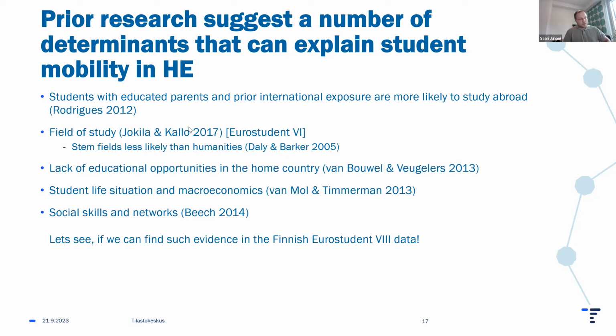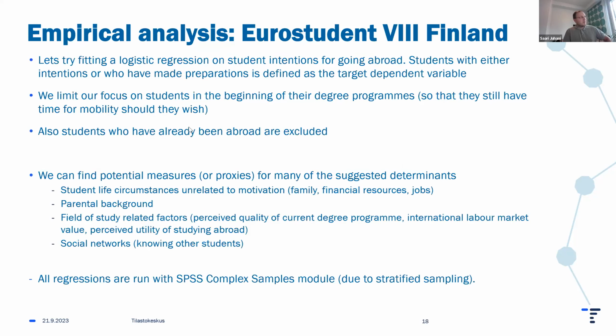And then we have research suggesting that it's the social skills and networks. Students mingling with like-minded individuals during their curricula might be more inclined to study abroad than students who feel isolated and lack social skills requisite for making friends abroad. Now let's see what these factors look like in the EUROSTUDENT dataset.